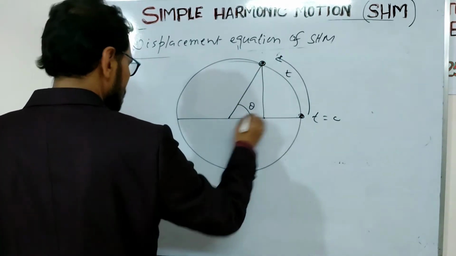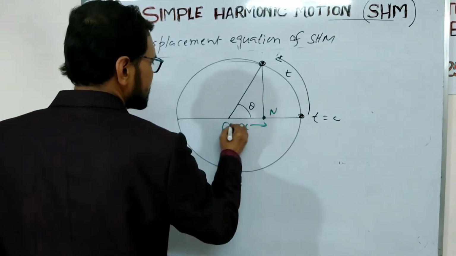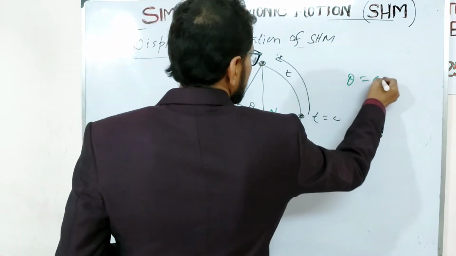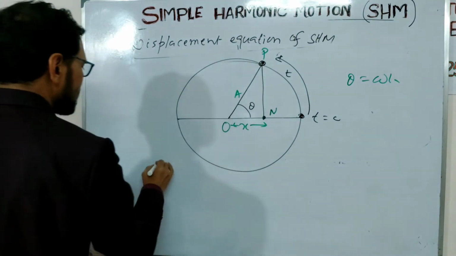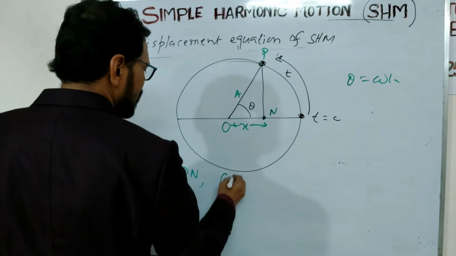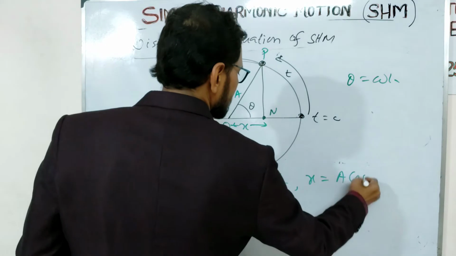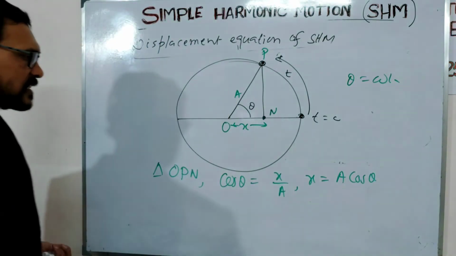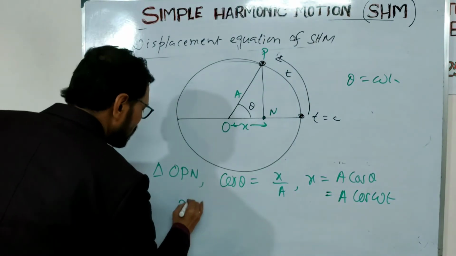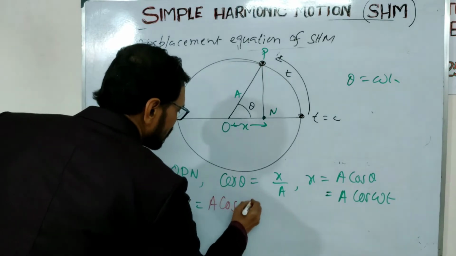So its foot is here, this is the origin, so this distance is x, and this is the amplitude a. Now here theta equals omega t, so OPN. Now from triangle OPN, what is cos theta equal to? x by a. So x equals a cos theta, so x equals a cos omega t.